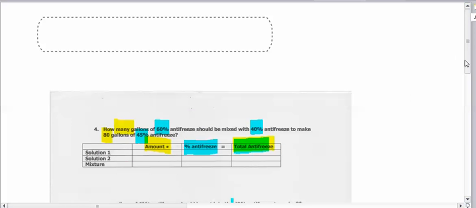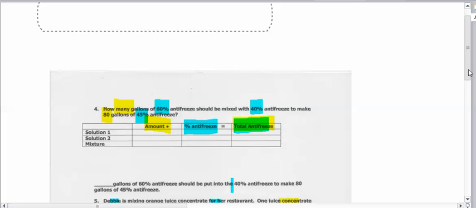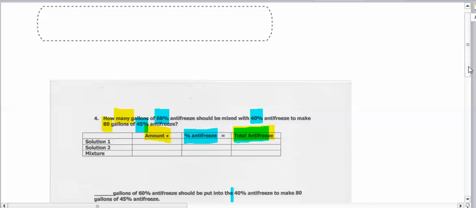Okay, so now we're going to do problem 4, which is on the second page. To save us a little bit of time, I highlighted the amounts and the percents. So now we'll start filling in the blocks. How many is our x? So how many 60%? So here I'm going to put my percent as 60%. I'm going to make it a decimal already because I know how to do that. It says how many gallons with our 60%. So the x is going to go at the 60%.